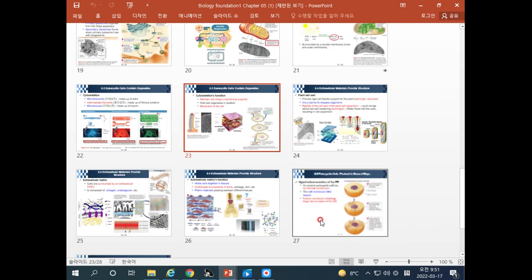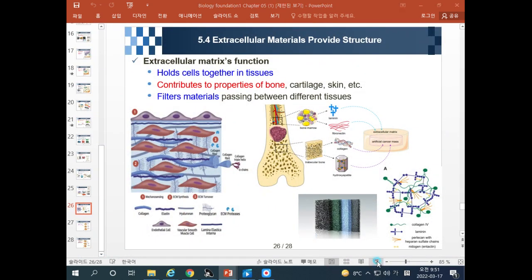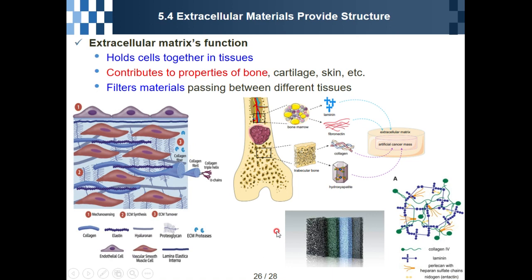Okay. However, the extracellular matrix, for example, this is one cell, another cell, another cell, like this. Outside of the cell, there are lots of extracellular matrices like this, ECM, which is composed of collagen and proteoglycan. So their main function is to hold the cells together in tissue. They hold each cell in position.